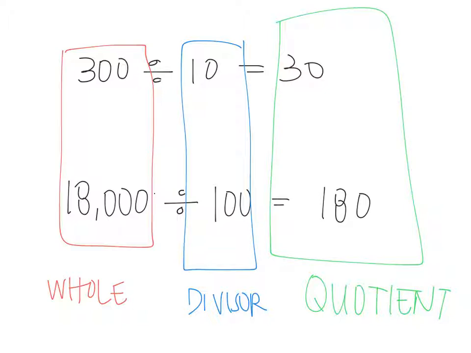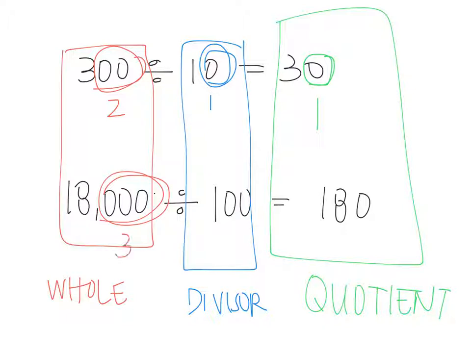In my whole, how many zeros did I have for the first problem? 2. I had 2 zeros. 1 whole, 2 zeros. In my divisor, how many zeros did I have? 1. So over here I had 2 zeros. In my divisor I had 1 zero in my multiple of 10. And in my quotient, how many zeros did I have? 1. Huh, okay. What about in my second problem? How many zeros did I have? 3. In my divisor, how many zeros did I have? 2. And in my quotient, how many zeros did I have? 1. What patterns do you notice?